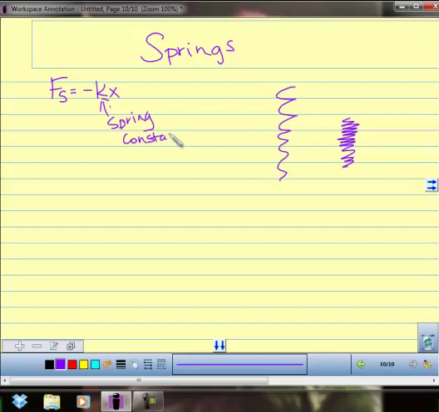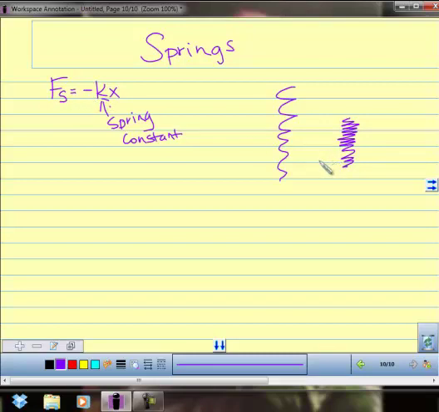Spring constants tell you how much force is necessary in order to move it a distance. And so for this one, this would be a compression spring, and this one would be an expansion spring. So as we apply a force to either of them, it doesn't matter, the distance that it's compressed multiplied by that spring constant equals the amount of force supplied.